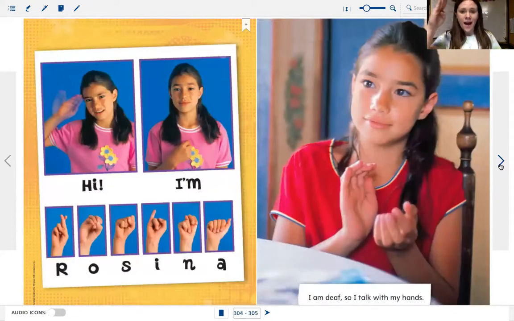Hi, I'm Rosina, is what she signed. I am deaf, so I talk with my hands. Can you guys practice that? If you say hi, that's very similar, right? Similar to waving or high-fiving, right? Hi. Very simple.